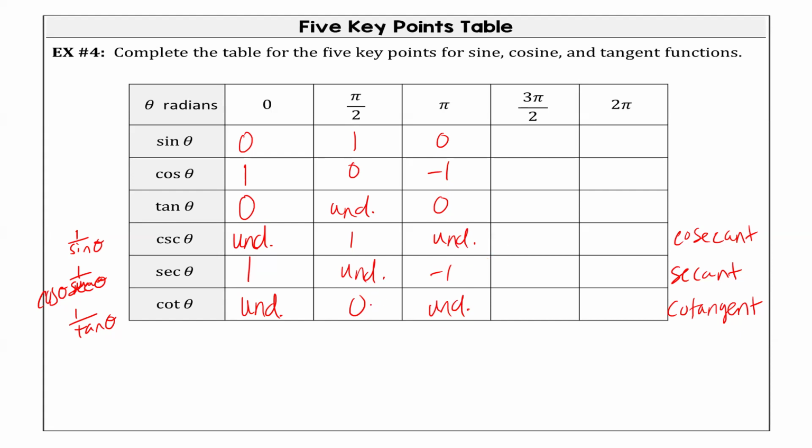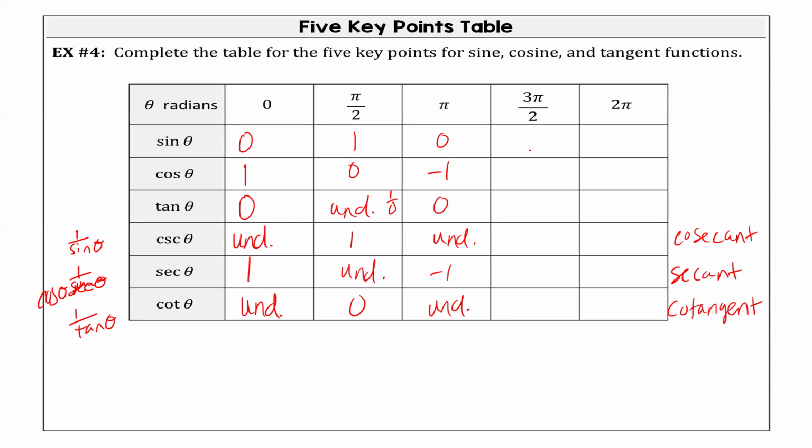How do we get 0 for cotangent? Because tangent is 1 over 0, right? And if I was to reciprocate, where's my 0 now? If I was to reciprocate, it's now in the numerator, and 0 divided by 1 is 0. Cool? 2 pi and 0 are always going to be the same.